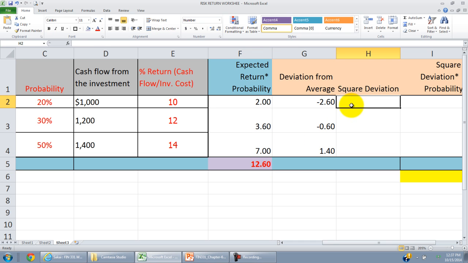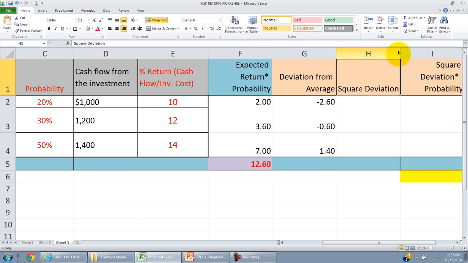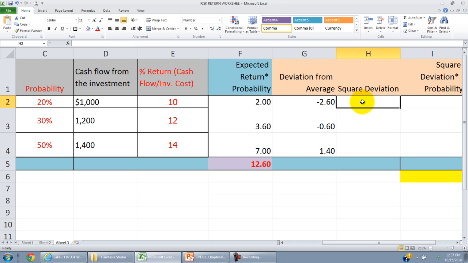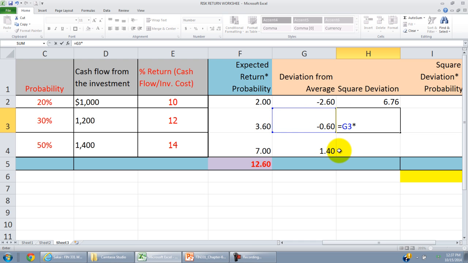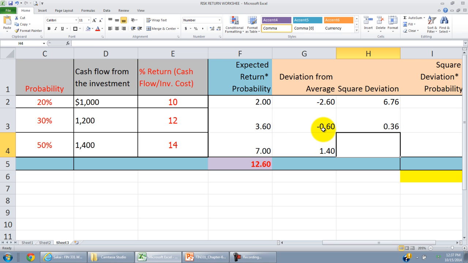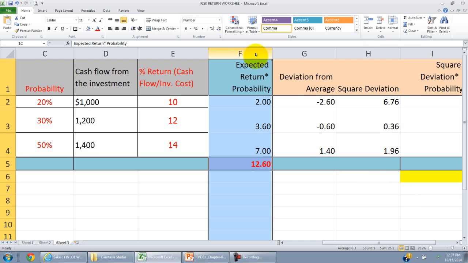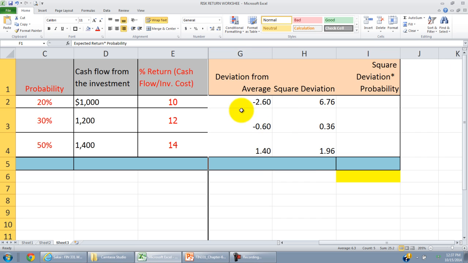Now, the second step is for us to square the deviation. Over here, we take negative 2.6 multiplied by itself. It gives you 6.76. We take negative 0.6 multiplied by itself. It is 0.36, and finally 1.4 multiplied by itself, 1.96. So here we got the square of the deviation. Let me hide what we don't need.